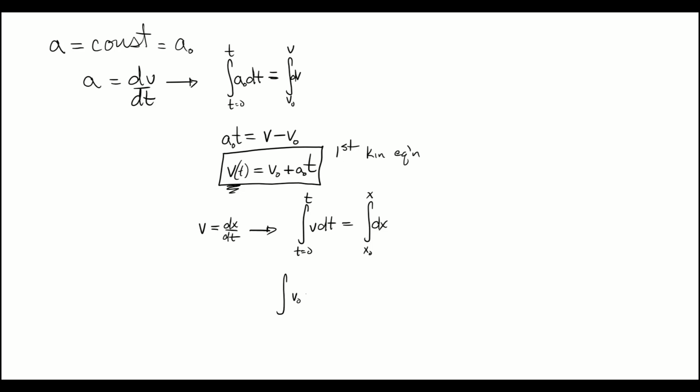Now, because I have this function of velocity, I can actually substitute that inside the integral, and I am integrating now v naught plus a naught t with respect to time from t equals 0 to some time t. And that's going to be equal to, well, again, integrating 1 with respect to x gives me x, evaluated at those limits, x minus the initial position x naught.